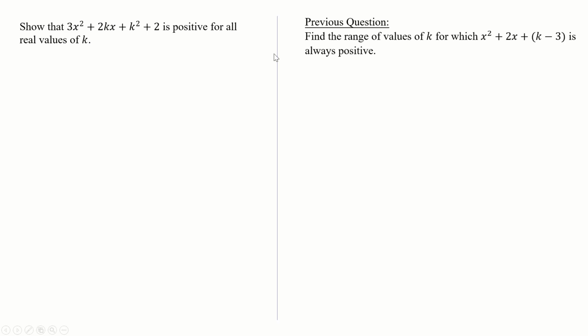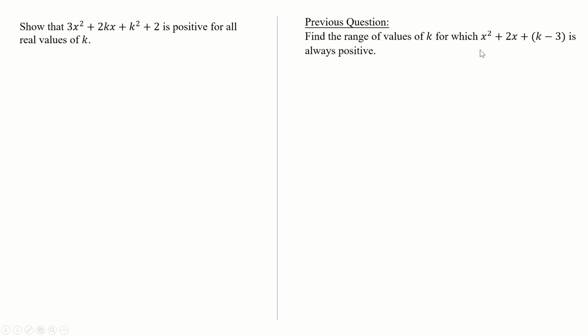Okay, in this question, we need to show that 3x squared plus 2kx plus k squared plus 2 is positive for all real values of k. Before we begin, let's take a look at the previous question and its solution. This will allow us to compare the problem-solving strategies better.